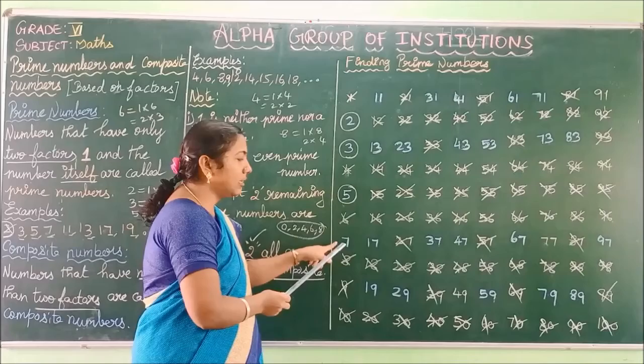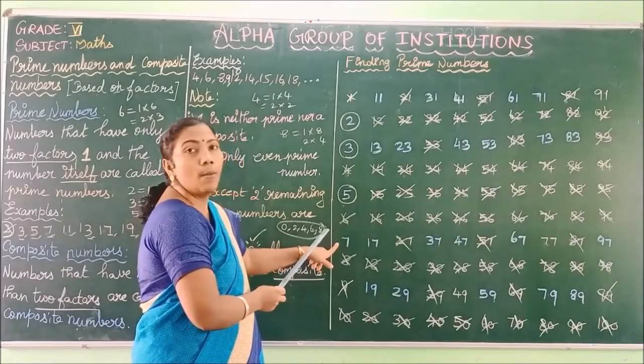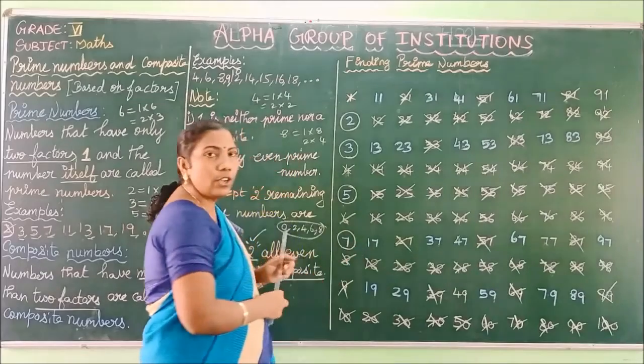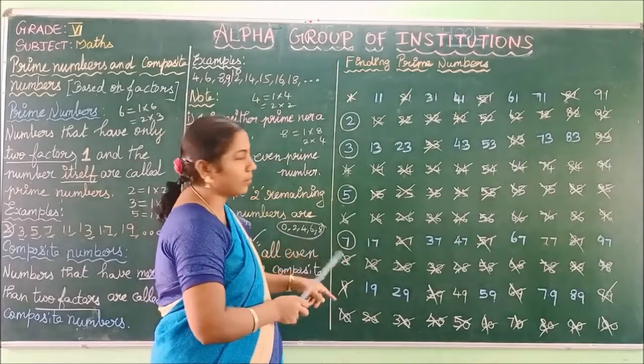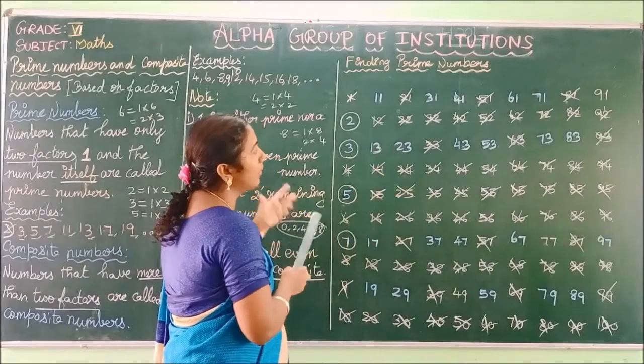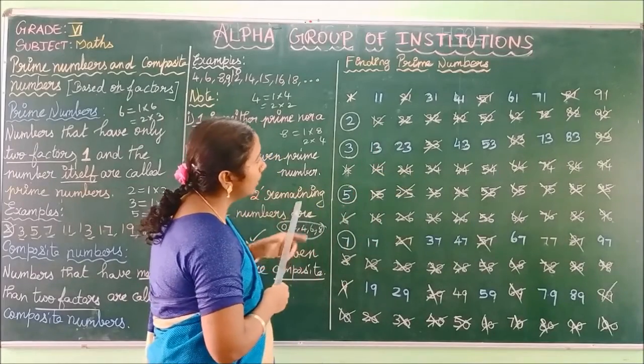Next you have to circle the number 7. It is a prime number. So you have to circle the number 7. Next you have to cross out the multiples of 7. See, is there any number left cancelled? This is not cancelled. Let us check.